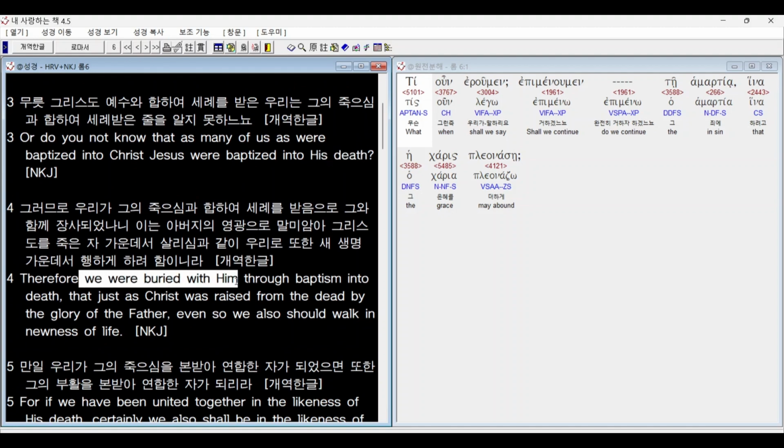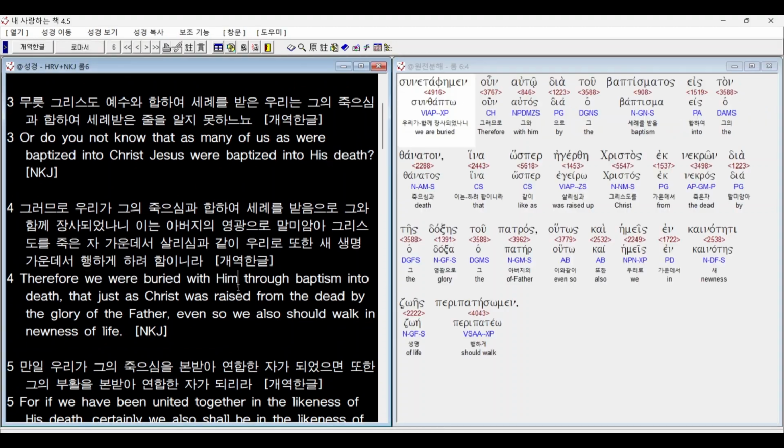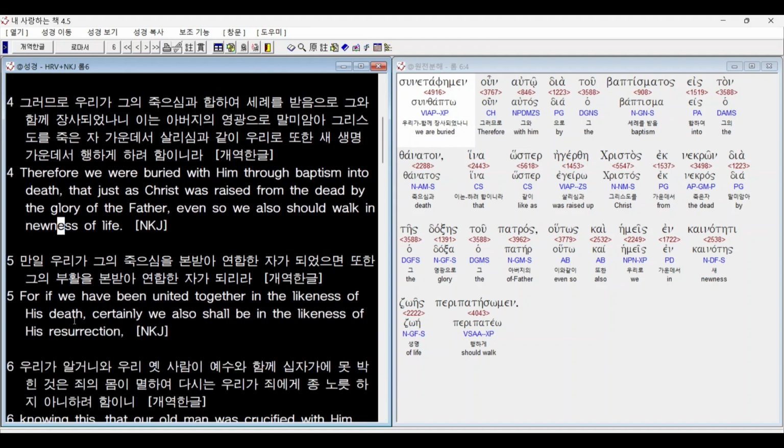Therefore we were buried with him, buried together. Shin dapto. Shin is the together, dapto is the buried together. Through baptism into death, just as Christos was raised from the dead by glory of the Father, even so we also should walk in newness of life.